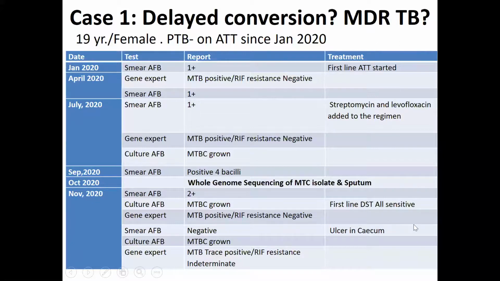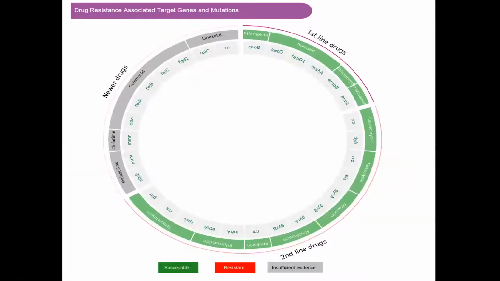The isolate seemed to be sensitive to the first line DST that we ultimately did and came up with the results in November, but still she is not responding to the treatment. This is the whole genome sequencing. Dr. Lakshmi has already told you, this is how it is depicted in a picturized form. The green means it is sensitive. The gray means they are not commenting on it as of now. They are newer drugs. The first line and second line all were in the green zone. That is, no mutation at all.